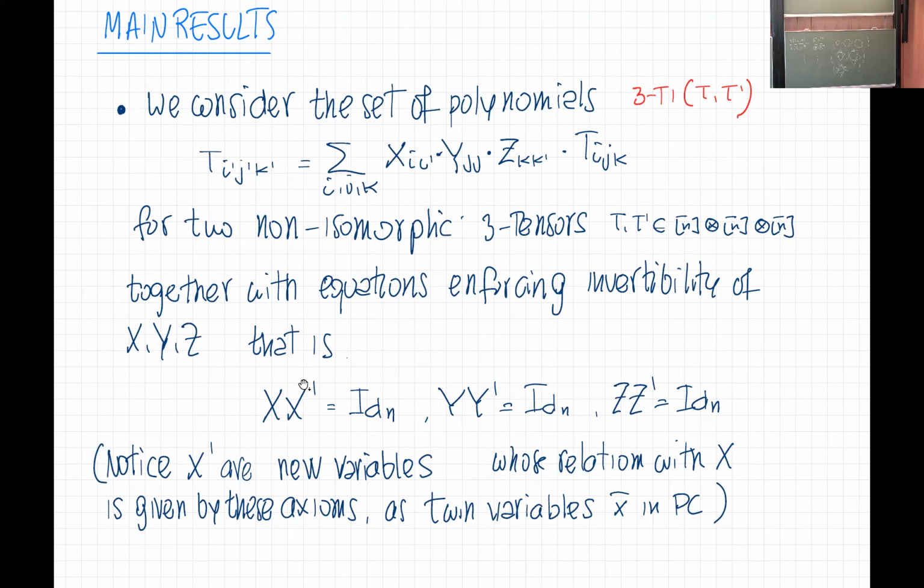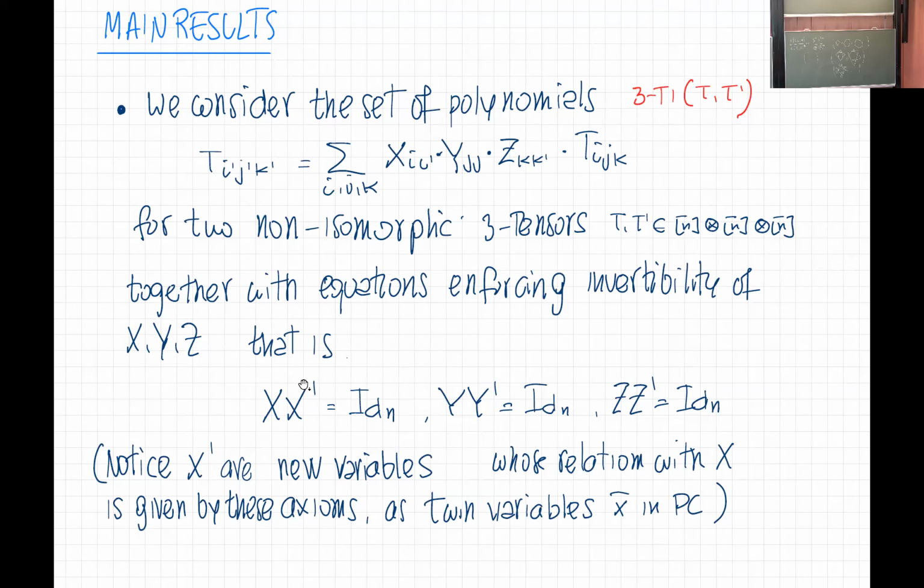For two tensors T in this order here, and of course we have to force the invertibility of the linear maps of X, Y, and Z. So then what we do is add this equation to the set of polynomials, considering also these polynomials here. So these are a set of polynomials encoding this here, where these X prime are essentially new variables.